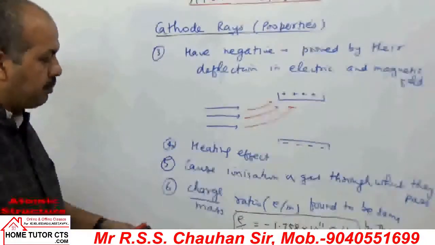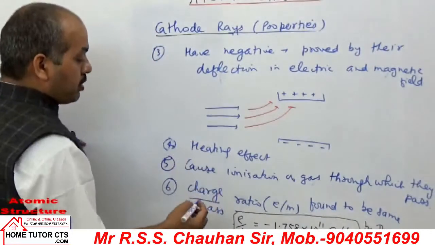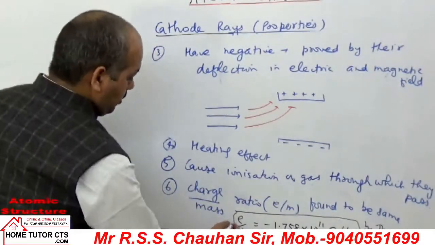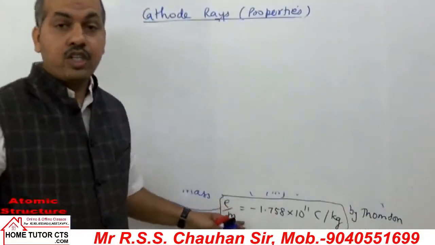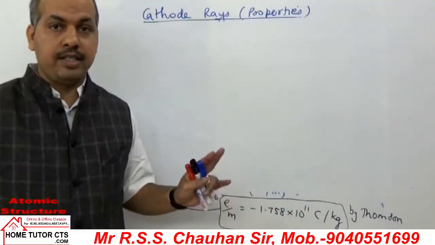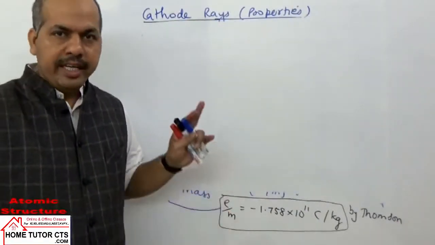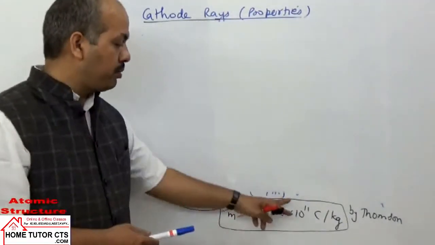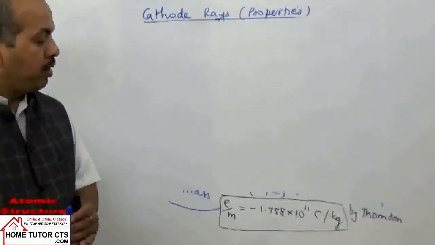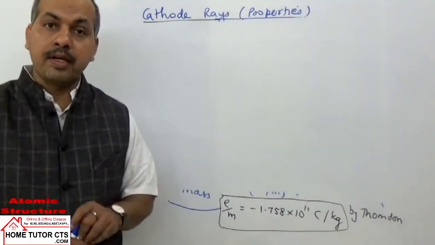This point actually proved that the electrons are universal. Okay, I'll write the next point. The charge to mass ratio for all kinds of gases, any gas taken in the discharge tube, was found to be the same irrespective of the gas. And it was determined by Thomson, the value being minus 1.758 into 10 to the power 11 coulomb per kg.